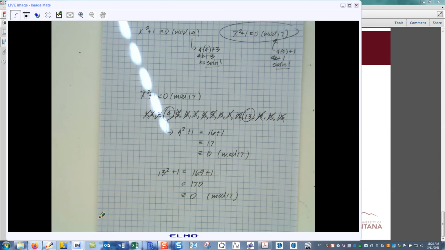So I hope that gives you some insight into how Wilson's theorem can be extended. It turns out that Wilson's and Fermat's are pretty important in proving this small result about quadratic congruences. We'll see a lot more about quadratic congruences as we proceed in the course.